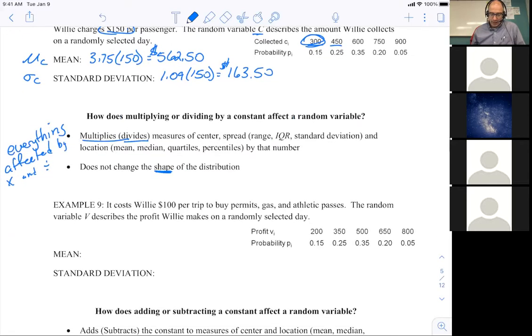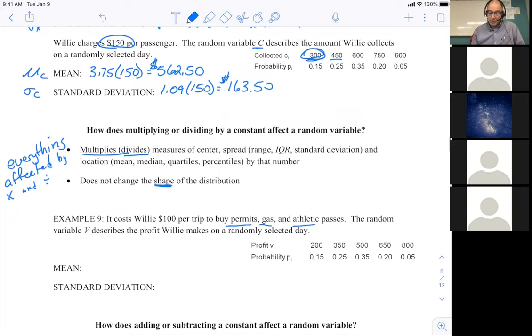Now, it cost Willie $100 per trip to buy permits, gas, and athletic passes. So the random variable now is, so we started out with this $300 up here, but it's costing us $100 per trip for all that fun stuff. So when we take 300 minus 100, we're going to get the 200. So that's where that $200 profit came from. And again, we could figure this out and do a probability distribution and do all that fun stuff. However, all we're doing now is subtracting a constant.